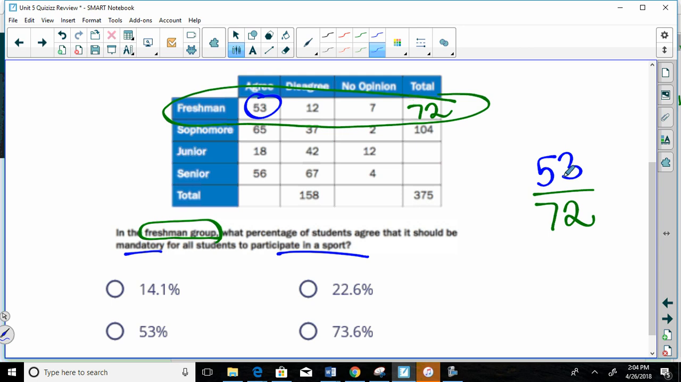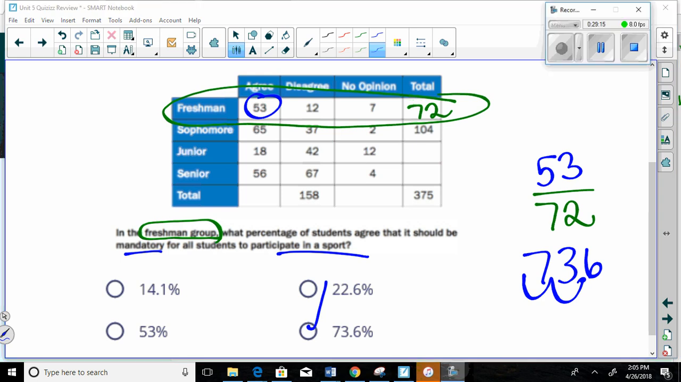Then you just divide it. So what's 53 divided by 72? 0.736. And then how do I move it? 2 places, you're right. Does that make sense?